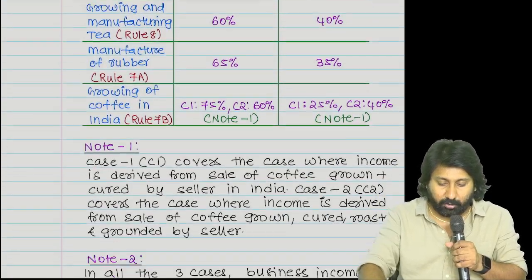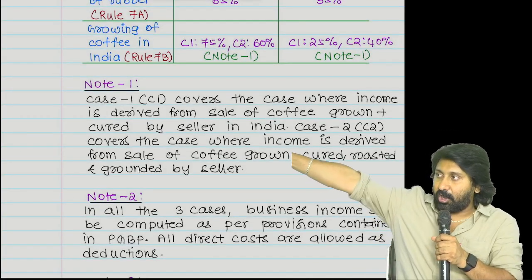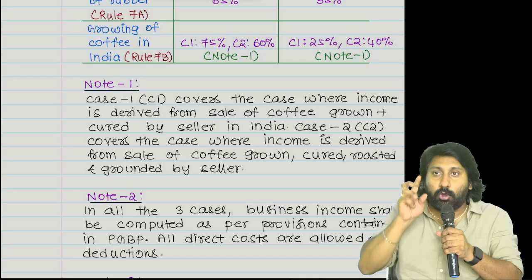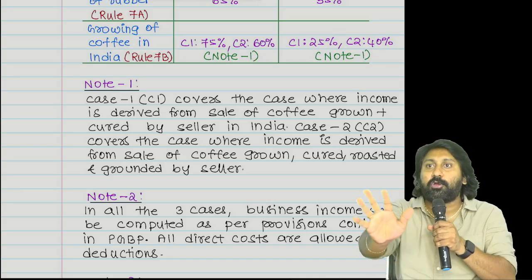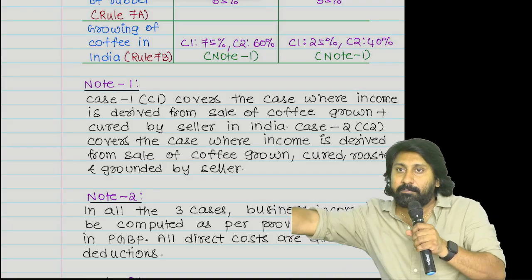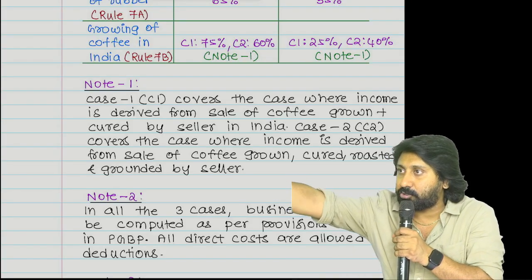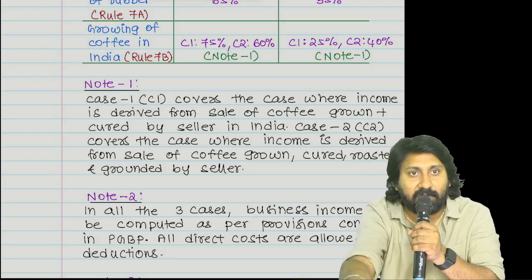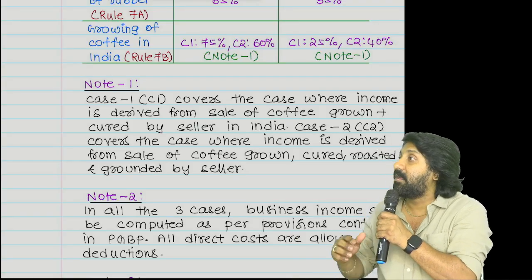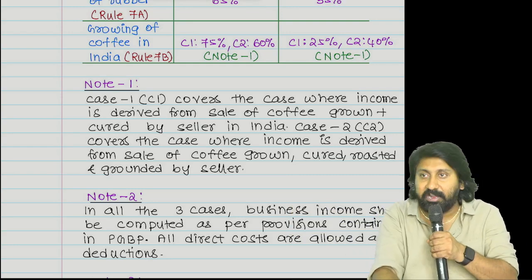Read note 1. Hey, coffee you read first. Growing of coffee, not roasting, grounding, other things. Without doing anything, coffee beans also can be sold. You go to Cafe Coffee Day or some other store, beans are sold directly or not? If they sell the beans directly, low business activity, high agriculture activity. That's why 75% and 25%.